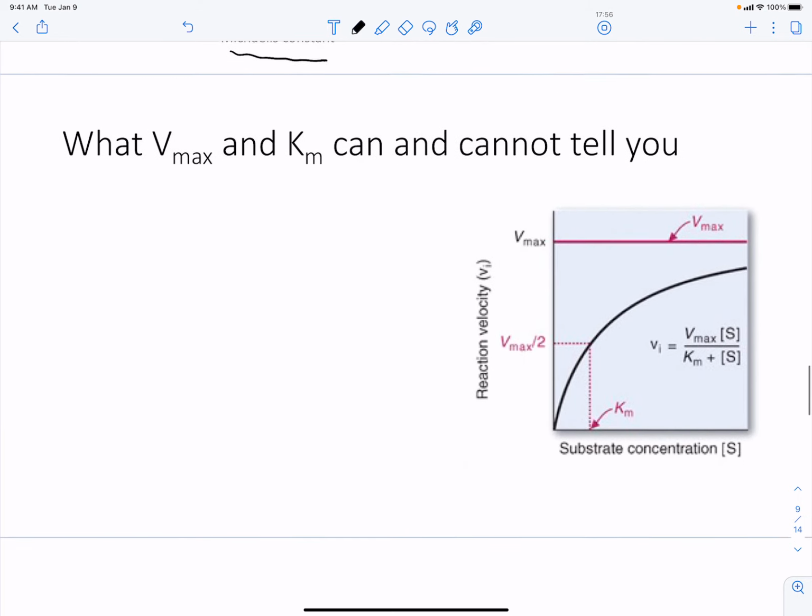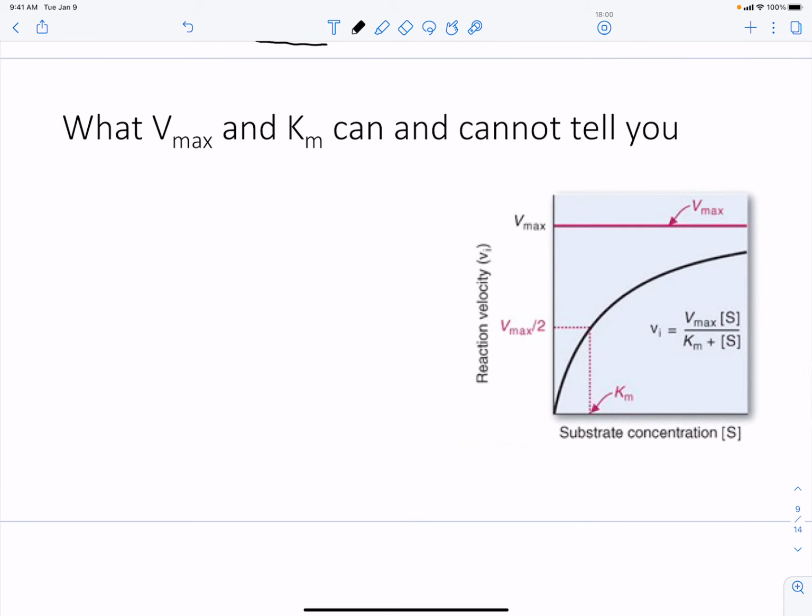Okay, so what can Vmax and Km tell you and what can they not tell you? They can be important in comparing different enzymes. We'll see that in a little bit. They can be useful to determine if reactions are simple or complex.